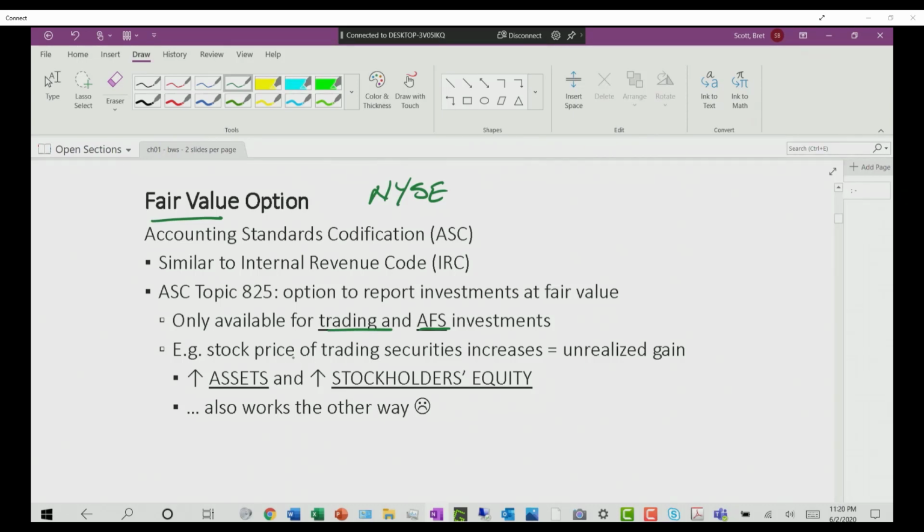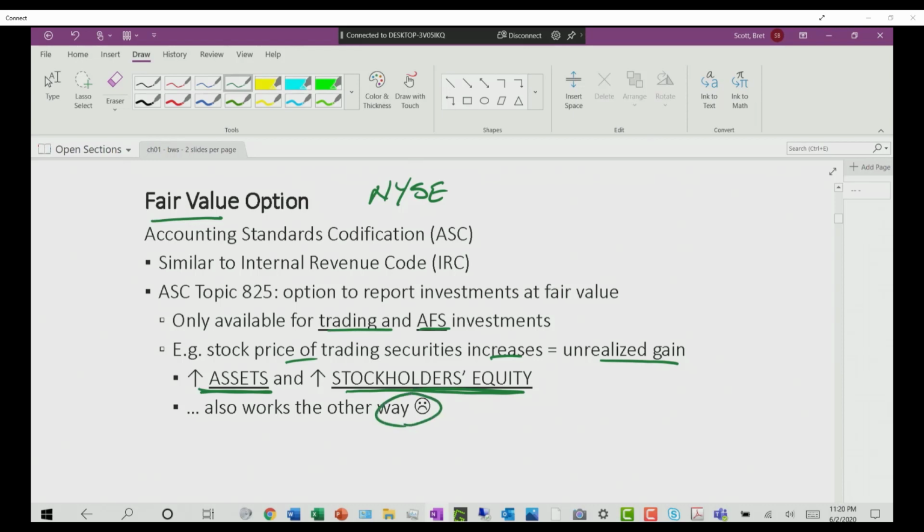If, for instance, the stock price on a trading security increases, we would generally see that there's an unrealized gain or a paper gain, if you will. Most people tend to overemphasize paper gains. Gains are not gains until you sell the stock at a gain. Unrealized holding gains, they may be valuable to you, but they're subject to change. Realize that if a company chooses to mark their investments and the stock price, for instance, of an equity security goes up, yeah, the overall assets on the balance sheet will go up as well as stockholders' equity. But it also works the opposite way.